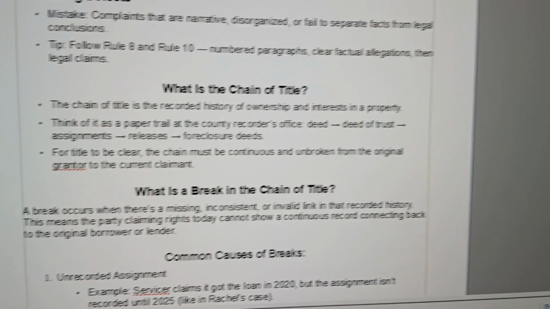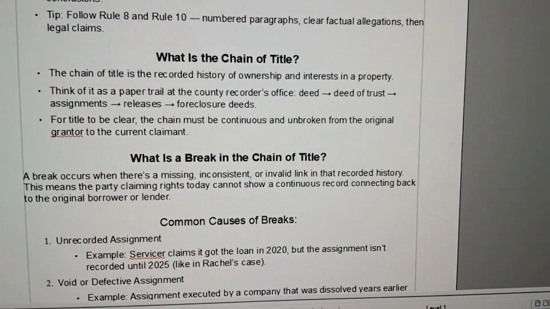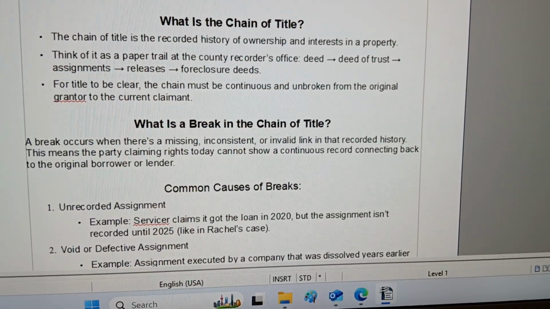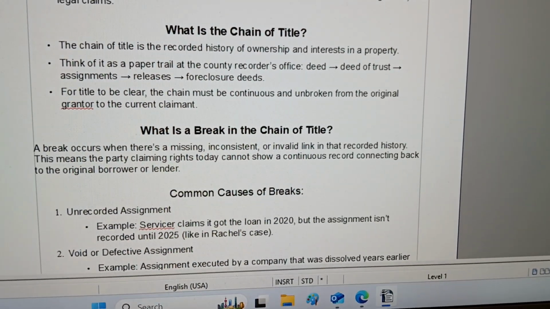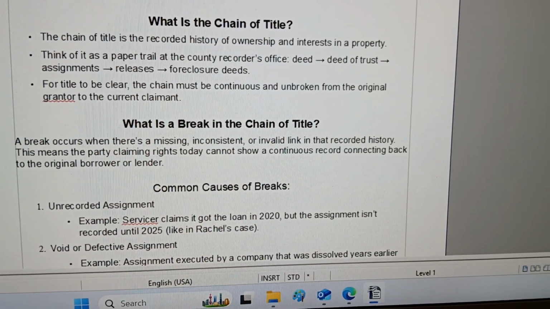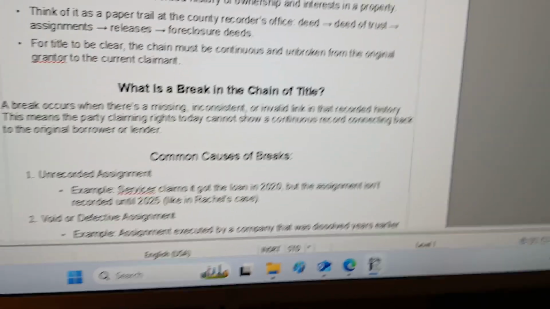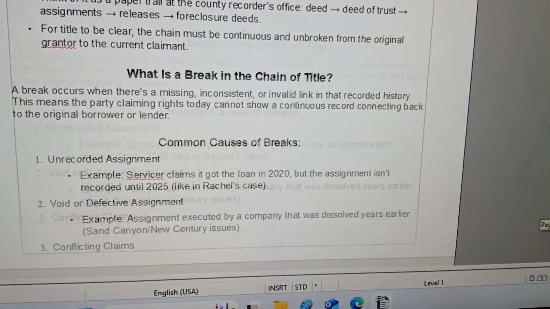What is a break in the chain of title? A break occurs when there is a missing, inconsistent, or invalid link in the recorded history. That means that the party claiming rights today cannot show a continuous record connecting back to the original borrower or lender. Common causes of breaks.